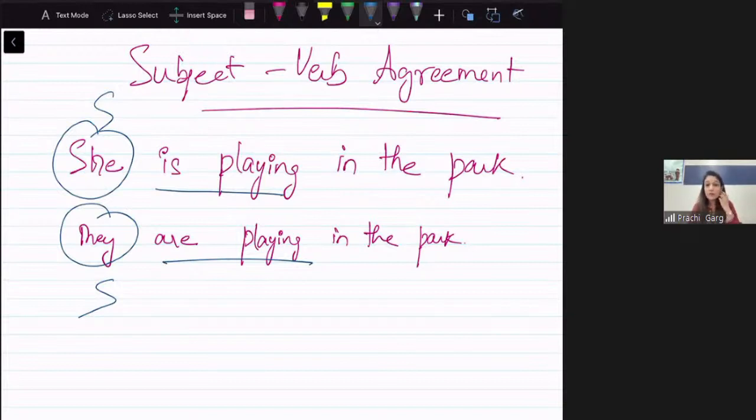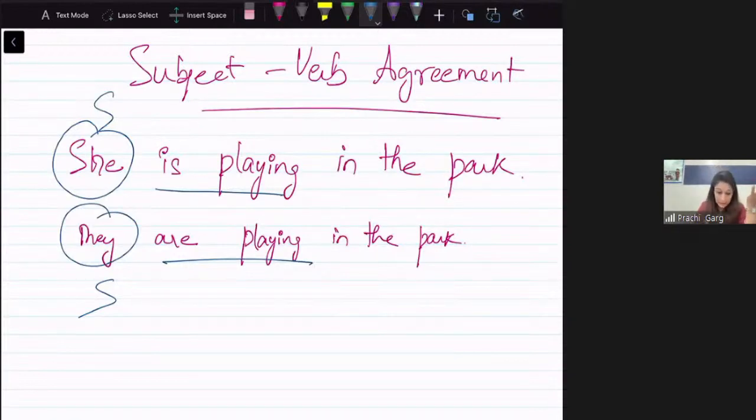So we are talking about how, in a sentence, a subject has to agree with the verb to convey the correct meaning grammatically, right? Now, she is playing and they are playing. What is the difference here? How do we understand if the subject is singular or plural? When we talk about subject verb agreement, we talk mostly about the number of the subject. The verb works according to the number of the subject. If the subject is singular, the verb used will be singular. If the subject is plural, the verb used will be plural.